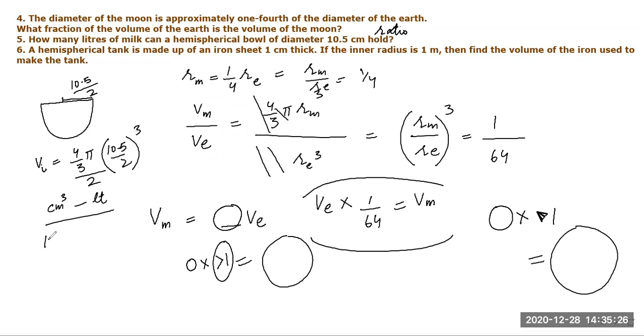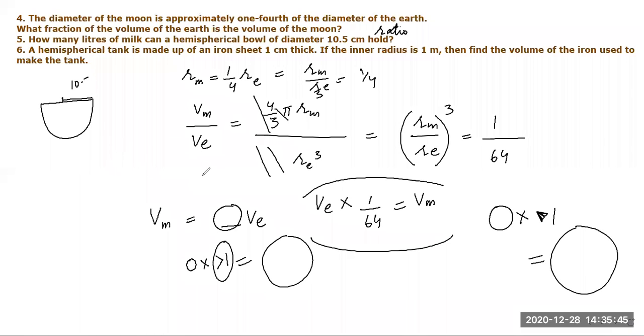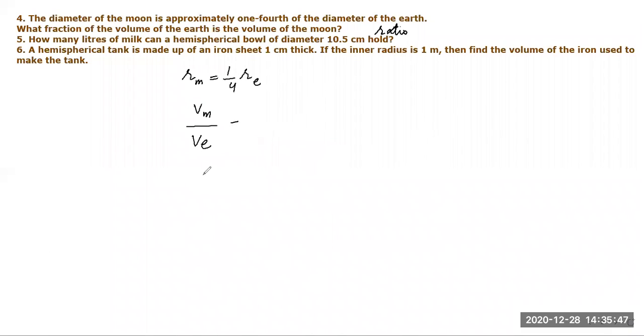So now 1000 centimeter cube is equal to how many liter? 1 liter. So whatever volume comes, that volume you will divide by 1000 to get liter, right? Beautiful. Thank you very much, Falgun, for making the correction. Now comes the hemispherical tank.